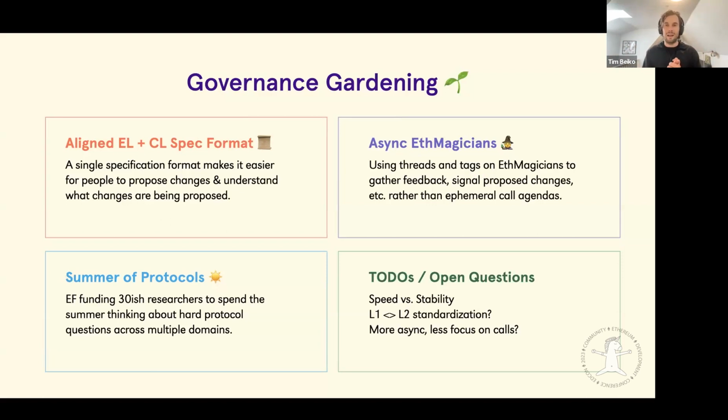And then lastly, I'll leave you with some stuff I don't have an answer for, and that's on my to-do list. So balancing speed versus stability of the network, kind of related to my previous slide. If we know we're going to ossify, we should probably go quicker. But if there's more at stake, we should probably be more careful with how we approach things. So finding the right balance between those two things.